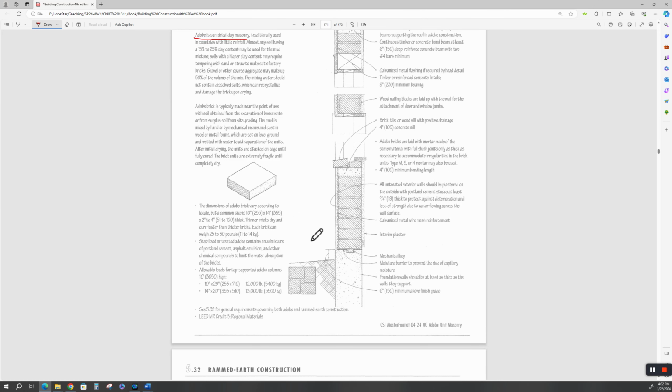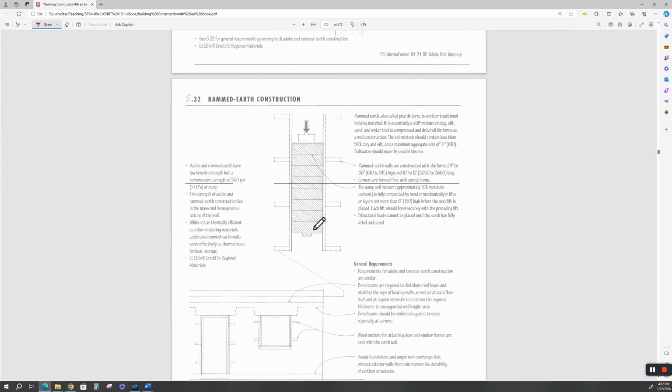If you just have a hankering for designing an adobe house someday, well, I do some research, and you've got the book. So enjoy yourself. Rammed, oh, this is so cool. Yes, we'll make a dirt house. Rammed earth has a low tensile strength. Well, no kidding. And a compressive strength of about 300 psi.